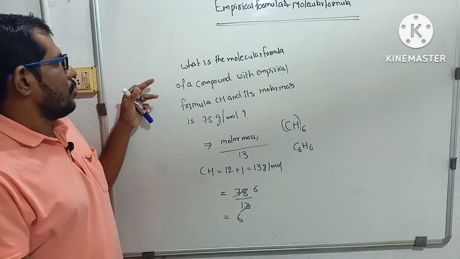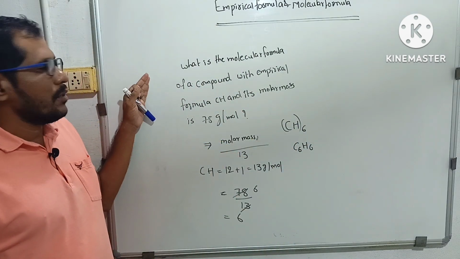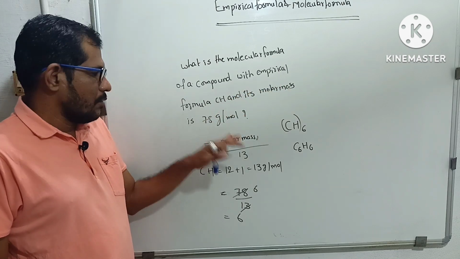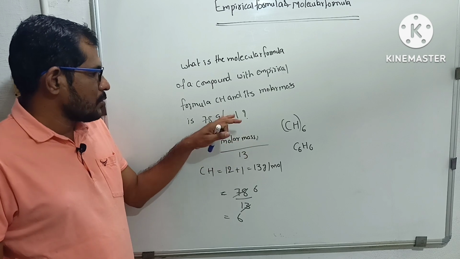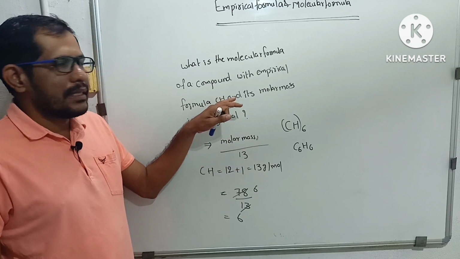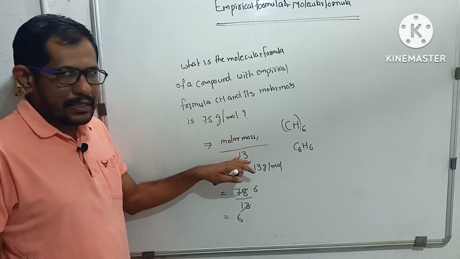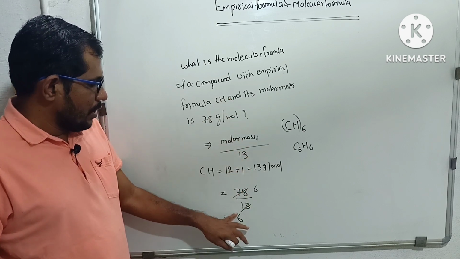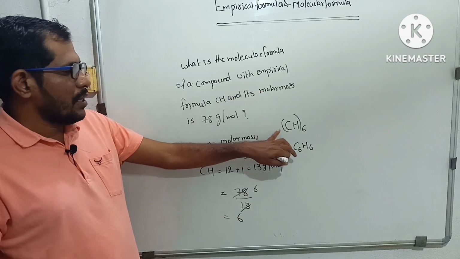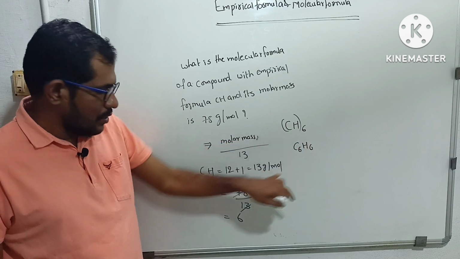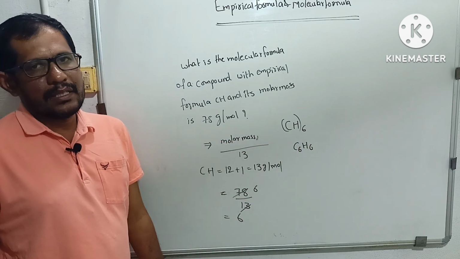I repeat. He asked us to calculate the molecular formula. He has given the empirical formula and molar mass. For that, you just write the molar mass, whatever he has given, and calculate the mass from the empirical formula, that is 13. If you divide it, 6 will come. So write the empirical formula and multiply that CH with the 6, you will get C6H6.